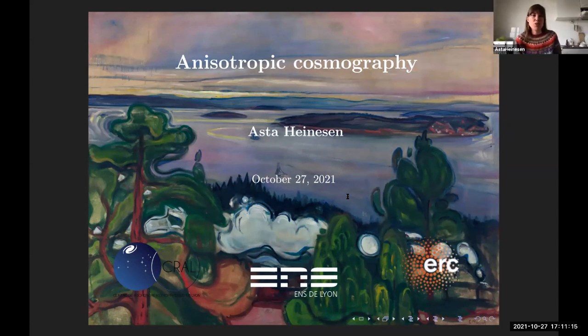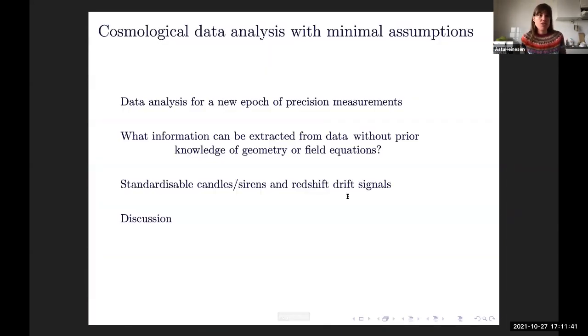So I'm going to talk about anisotropic cosmography. Cosmography is short for analyzing universe data, making as few assumptions as possible. And in particular, I've been working on how we might incorporate anisotropic effects in our observables in a consistent way. So I will talk about how you might expand or improve on existing data analysis strategies, both for upcoming but also for present data sets.